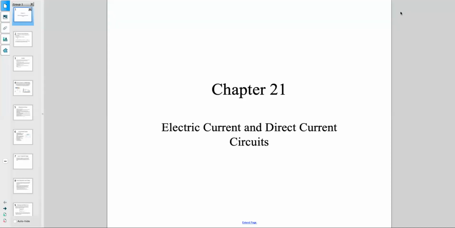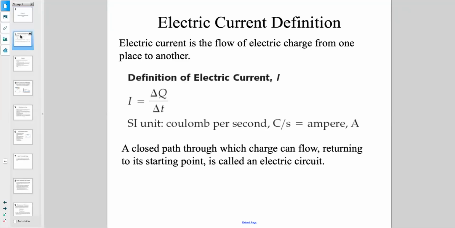Chapter 21, electric current and direct current circuits. So electric current is a flow of electric charge from one place to another. The definition of electric current, or I, is I equals delta Q over delta T. So you have a change in the amount of charge over a change of time. The unit for that is coulomb per second, which we call ampere, or A.